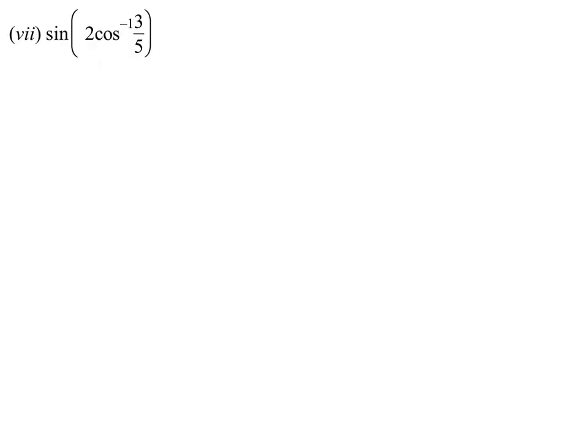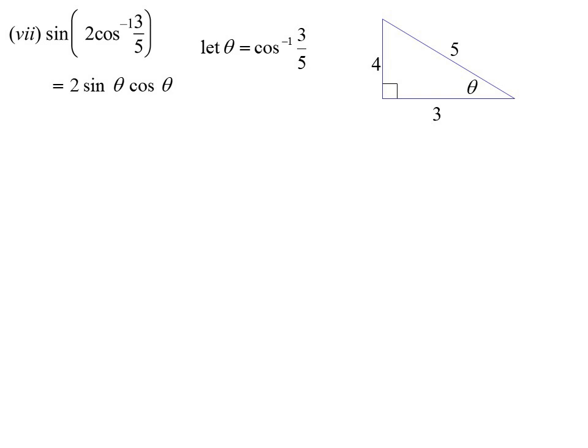Sine of 2 inverse cos of 3/5, but remembering the inverse cos is actually an angle, so it really is saying the sine of 2 theta. All right, let's say theta is the inverse cos. I can draw myself up a little triangle, find the other side, and read off any ratio that I would like to read. That's going to be 2 sine theta cos theta. So I would like the sine ratio and the cosine ratio, and we get 24 and 25.